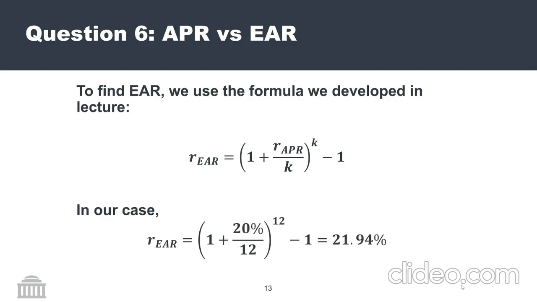This gives us an EAR of 21.94%. Overall, this result indicates that the bank effectively charges us 21.94%, which is substantially higher compared to the APR of 20%.